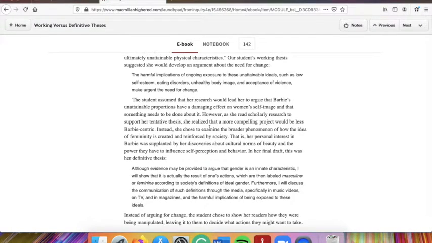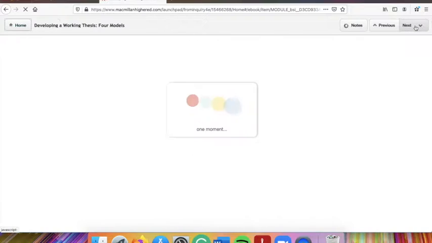So as you can see here, instead of arguing for change, the student decided to show readers how they were being manipulated by the society around them through music videos and all the things that are labeled masculine or feminine, and how those are constructs of society. And then she wants to leave it up to them what actions to take. And I think that's a far more compelling paper. Instead of just looking at one thing and saying you're the problem, it looks at the broader social implications, and that's something you may want to be doing when you're looking at yours.